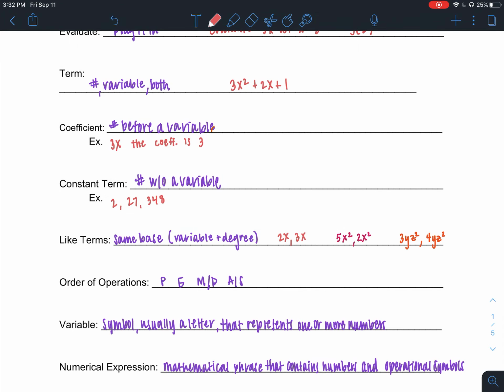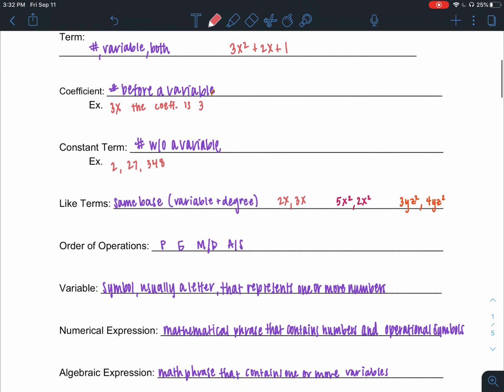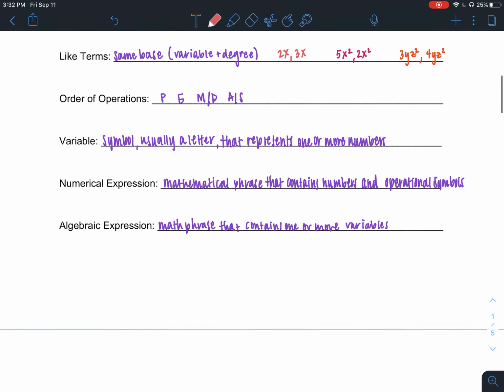Order of operations, you should know this. It's Please Excuse My Dear Aunt Sally, or parentheses, exponents, multiplication and division from left to right, and addition and subtraction from left to right. A variable is a symbol, usually a letter, that represents one or more numbers. Again, you should know that.